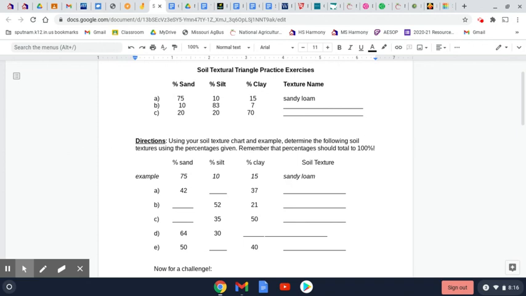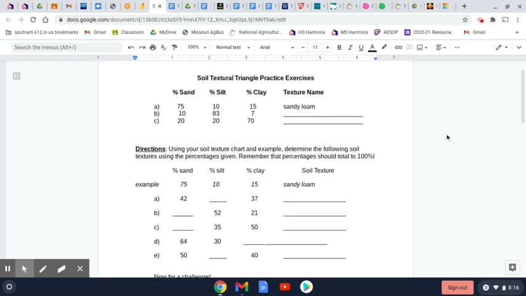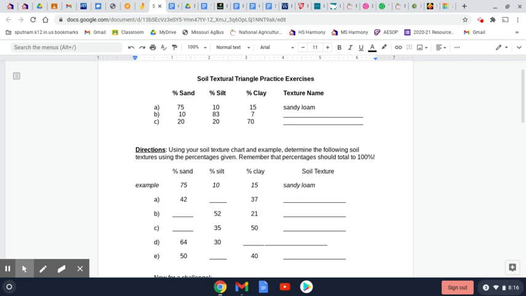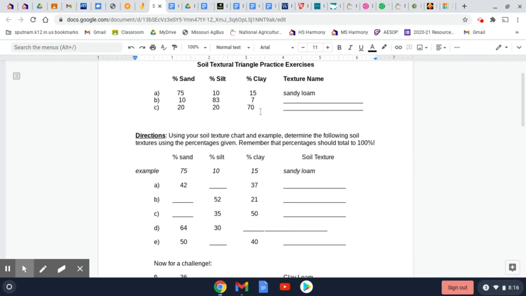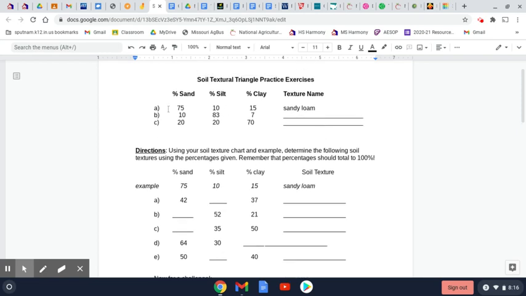Today we are going to practice our knowledge of the soil texture triangle. From the activity that you did yesterday, you should have a knowledge of how the texture triangle works, so you should be able to fill in each of the texture names and percentages as well. So let's get started. At the top, it gives you all the percentages, so you just need to follow the lines on the texture triangle to figure out the correct texture name.